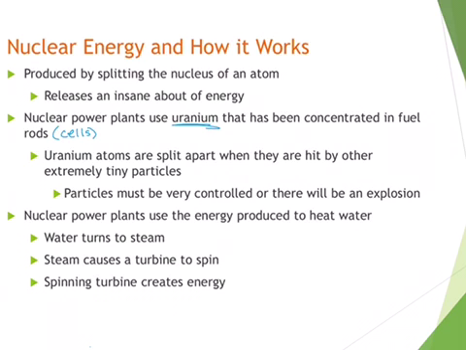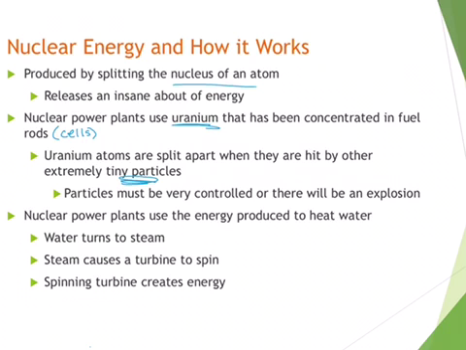And if any of you watch The Simpsons, in their opening song or credits, when Homer's running around with that green rod, that would be a uranium rod cell, fuel cell. And so we get the energy out of that uranium by splitting the nucleus of that atom. And they're split apart when they're hit by these extremely tiny particles. And these tiny particles have to be controlled or there will be an explosion.